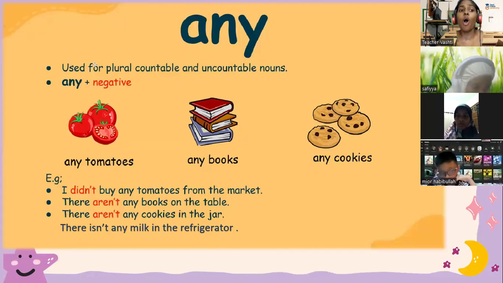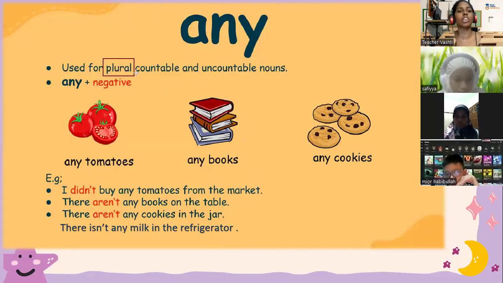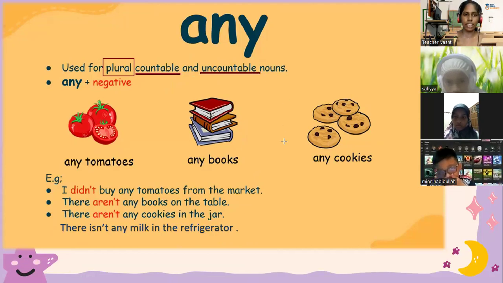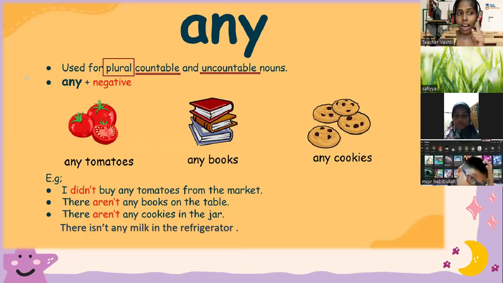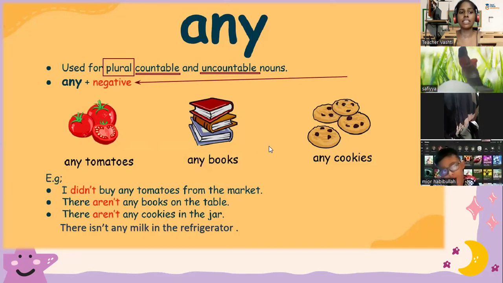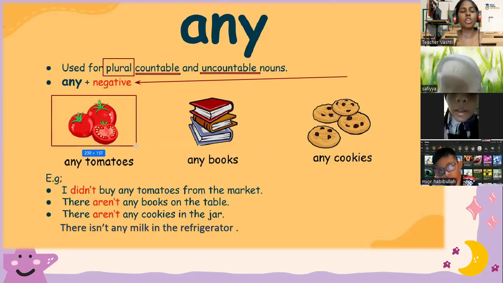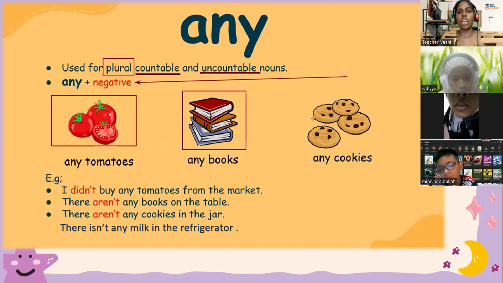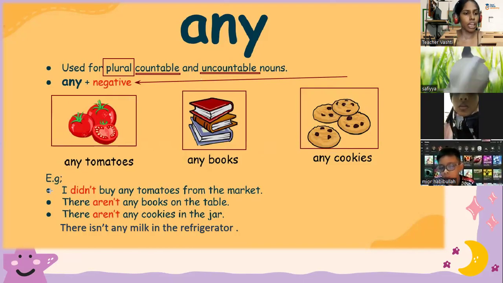Any is used for also plural, lebih dari satu. Can also use for countable, boleh dikira. Atau uncountable, benda yang tidak boleh dikira. Asalkan ayat tu negatif. Okay? You use the word any for negative sentences. Let's look at the example. Sama je, is the same. Tomatoes got 3, books got 3, cookies also more than 1. Kalau ada banyak, kita boleh guna any.